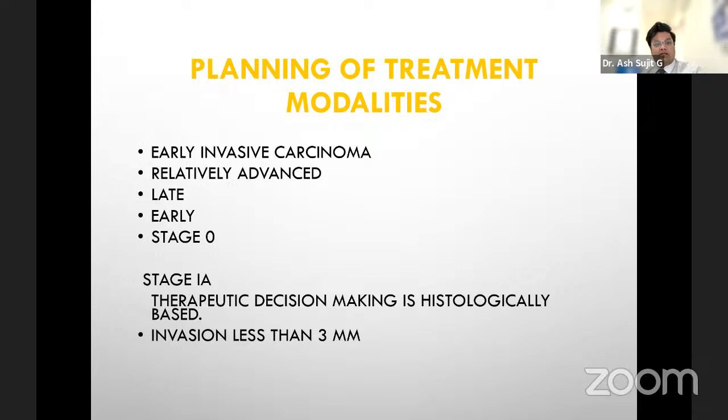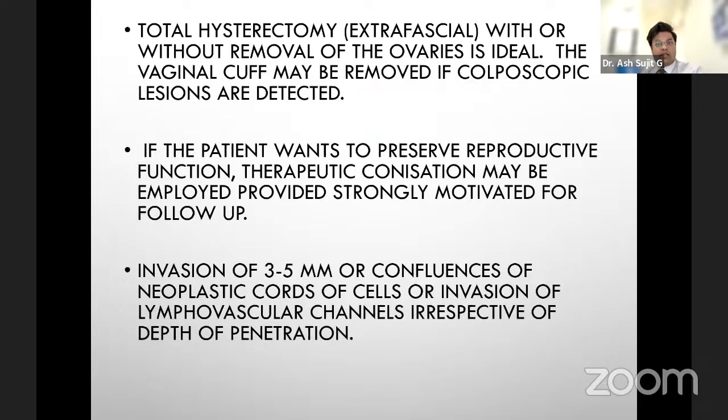For planning the treatment modality, you have to firstly identify the carcinoma as early as possible rather than detecting it at a later stage, for which CIN staging will also be very helpful. Stage 1A requires a histologically based therapy, depending upon the reproductive age group of the patient, the family completion, and how much the spread is involved. So you can do either a conization for the patient or a hysterectomy, depending upon whether the family is completed or not.